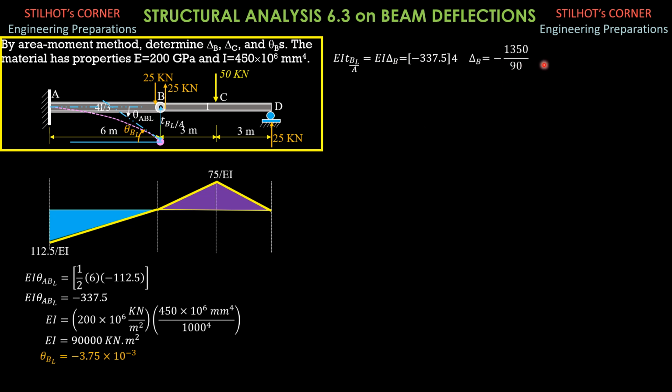So negative 1,350 over 90, and that is equal to negative 15 mm. Obviously, it is negative below the horizontal axis of the beam.